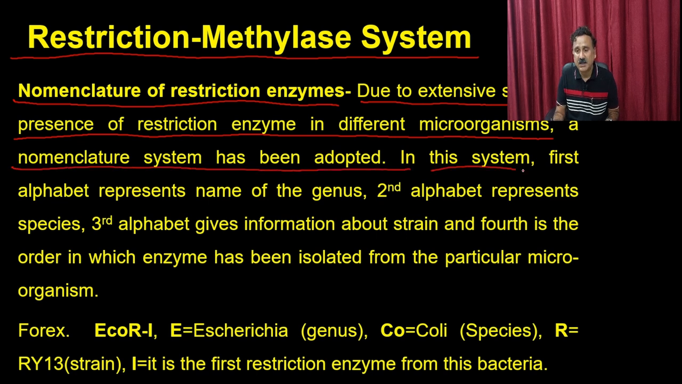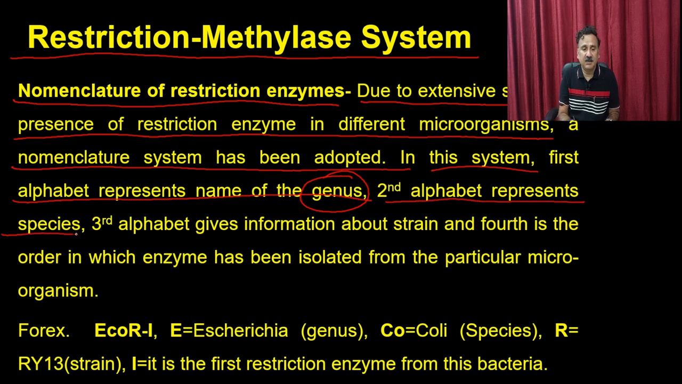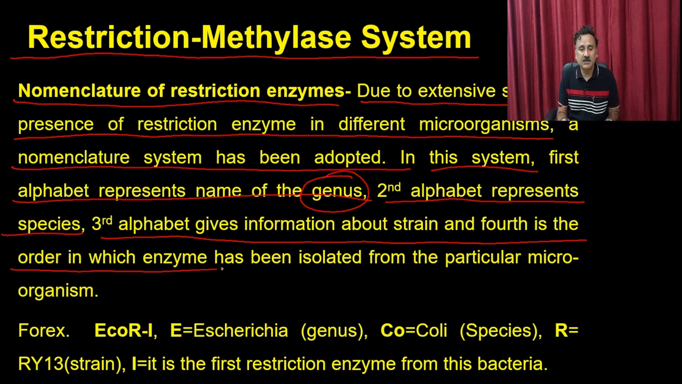Due to the extensive search for restriction enzymes in different microorganisms, a nomenclature system has been adopted. In this system, the first letter represents the genus, the second letter represents the species, the third letter gives information about the strain, and the fourth is the order in which the enzyme was isolated from a particular microorganism. For example, we have an enzyme called EcoR1. So, the first part is Eco, the second is R, the third is 1.